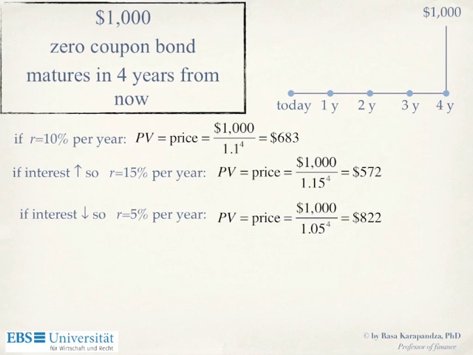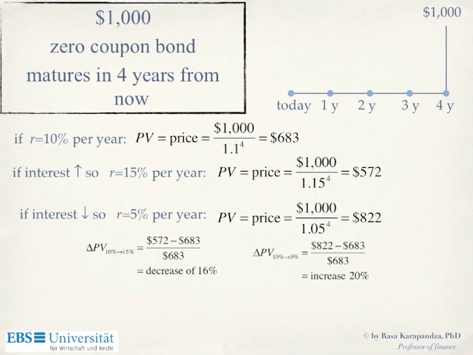And now let's observe these percentual changes for this bond with the same changes in interest rates. We observe that when the interest rates have gone up, we observe a decrease of 16% in the price of the bond. When interest rates went down by 5 percentage points, we observe an increase of 20%. So this is for the 4-year zero coupon bond.